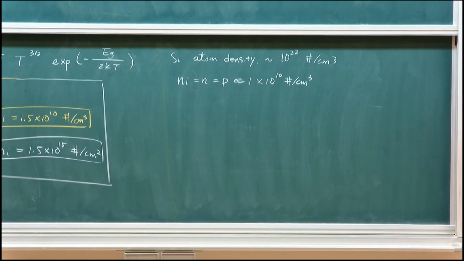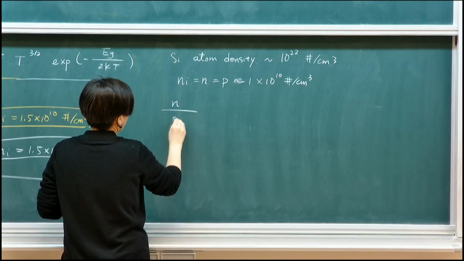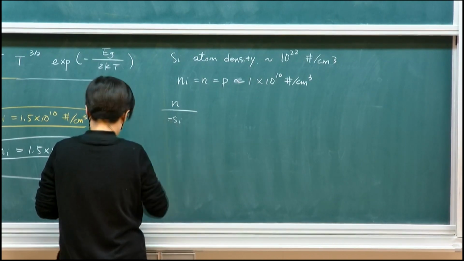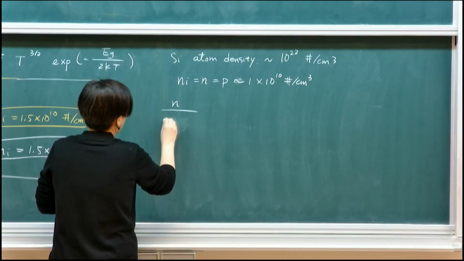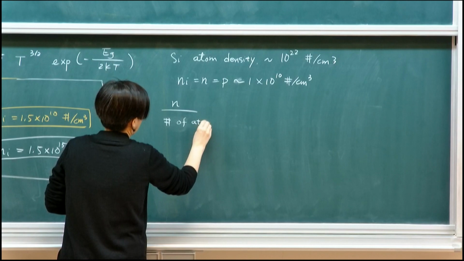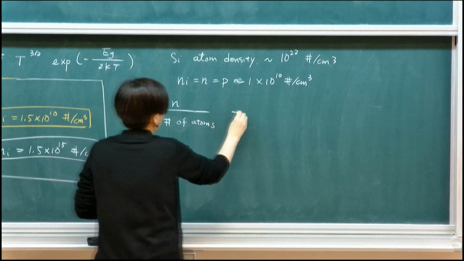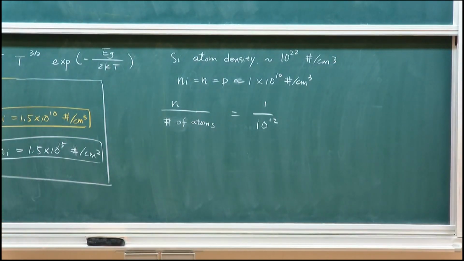So if you differentiate the two, you do N over the number of silicon atoms, the number of atoms. That's about 10 to the 12. It's not 1 in a million, it's 1 in a billion. Meaning that it's very rare.